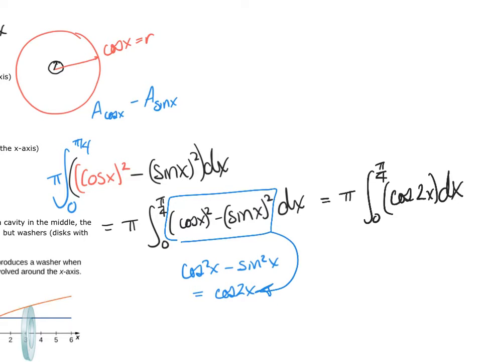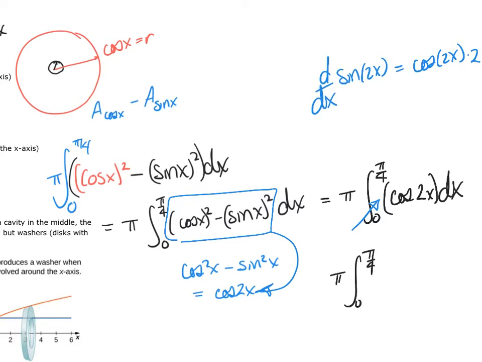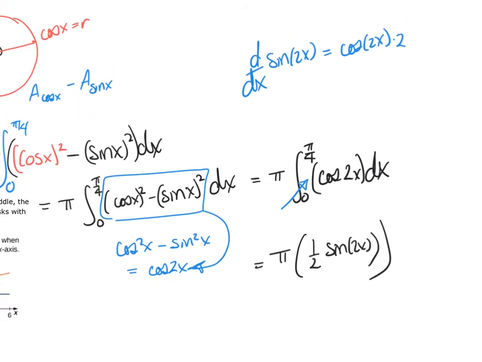Now the antiderivative of the cosine of 2x is going to be the sine of 2x. However, if I were to do d dx of the sine of 2x, I would get the cosine of 2x, but then I'd also have this multiplier of 2. This is missing that multiplier of 2, so don't forget the multiplier, 1/2. Sorry about that. So this is the integration of pi, don't forget that pi, of 1/2 the sine of 2x, integrated from 0 to pi over 4.